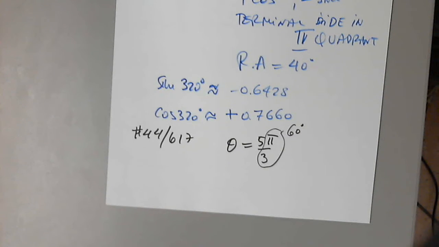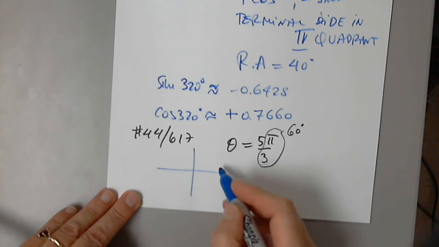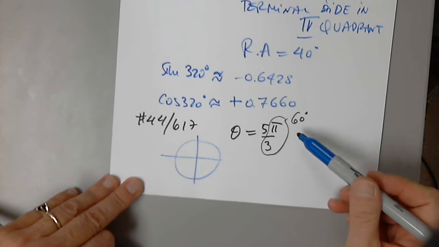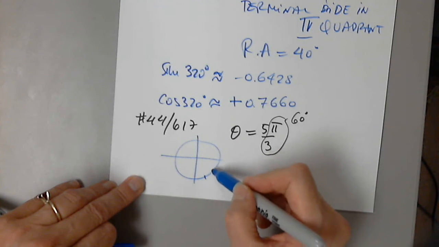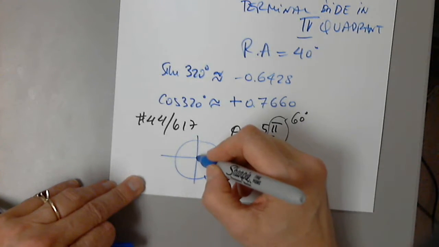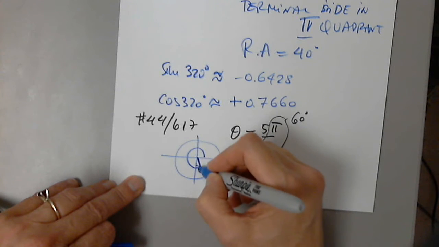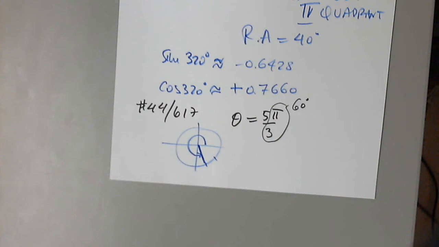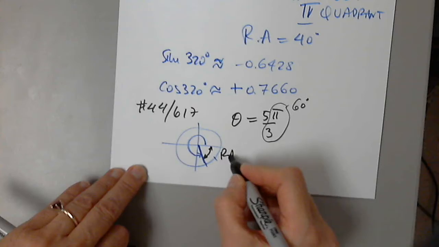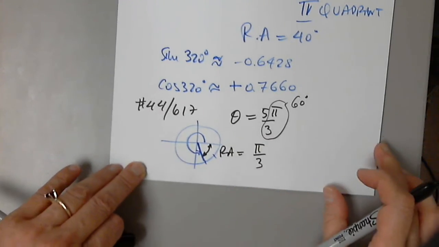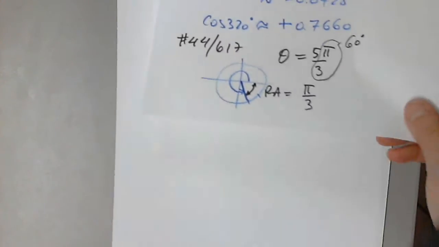So 5 times 60 is 300, so it's again in the fourth quadrant, but that's okay. So when we picture this, since it's 300 degrees, it's 60 degrees shy of 360. So again, it's a positive angle. Again, it will have a positive cosine and a negative sine. What is the reference angle this time? Yes, it is pi over 3. So here's how we write the answer for sine and cosine.